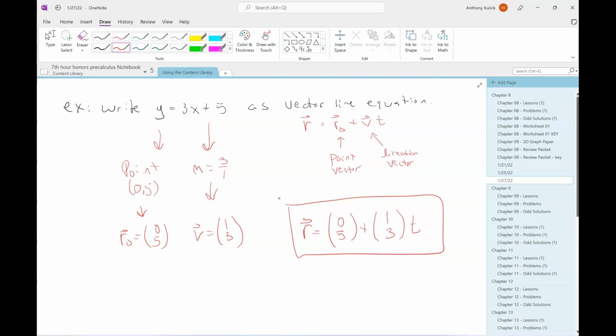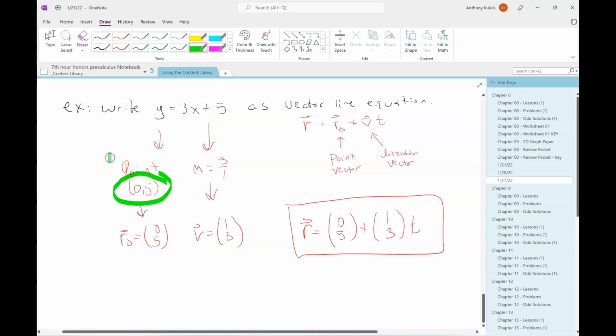Is this the only version of this I could write? How many versions do I have? Infinitely many. Why? The line goes forever. How many choices do we have here as our point vector? Infinite, right? There's infinitely many points. How many choices do I have here as a direction vector?